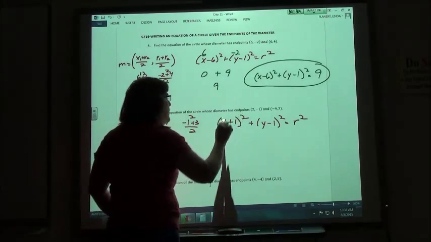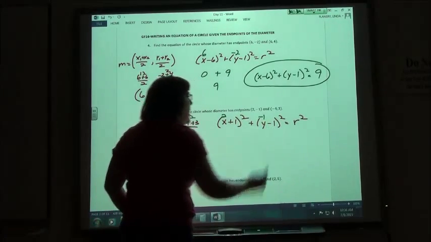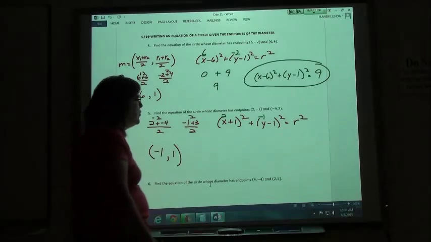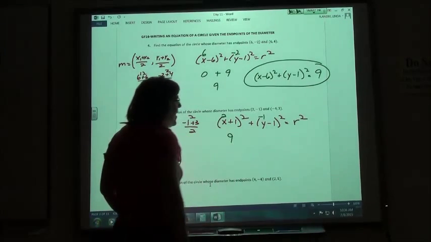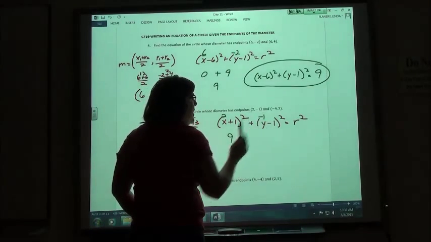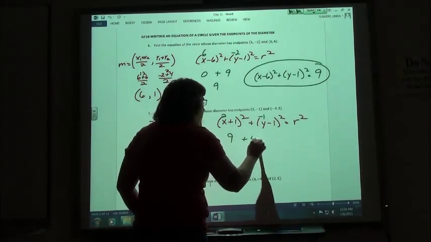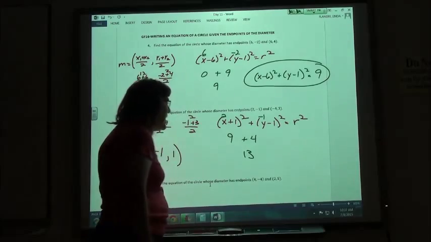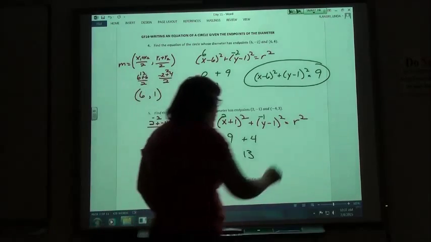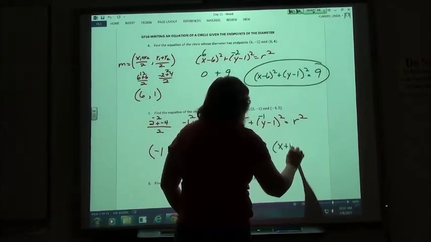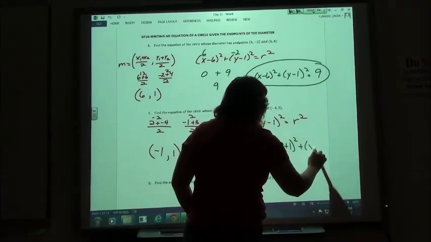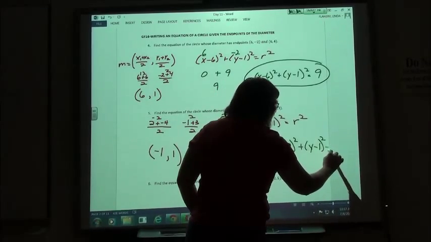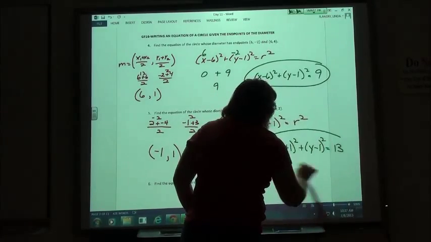Plugging in, I'm just going to use the first point again, my 2 and my negative 1. So 2 plus 1 is 3, 3 squared is 9. Negative 1 plus negative 1 is negative 2. Negative 2 squared is 4. 9 plus 4 is 13. So the equation, x plus 1 squared plus y minus 1 squared equals 13.